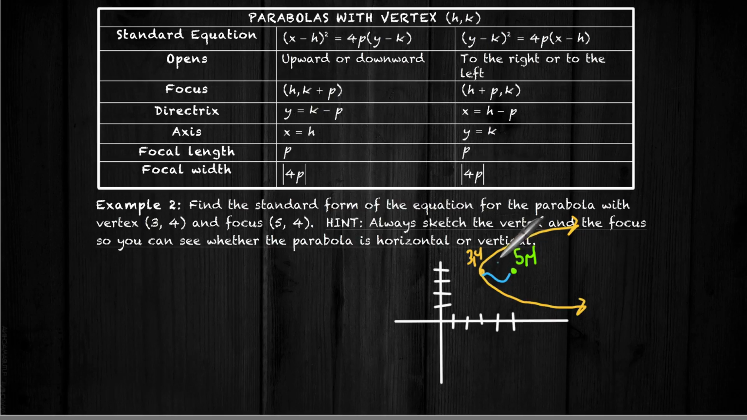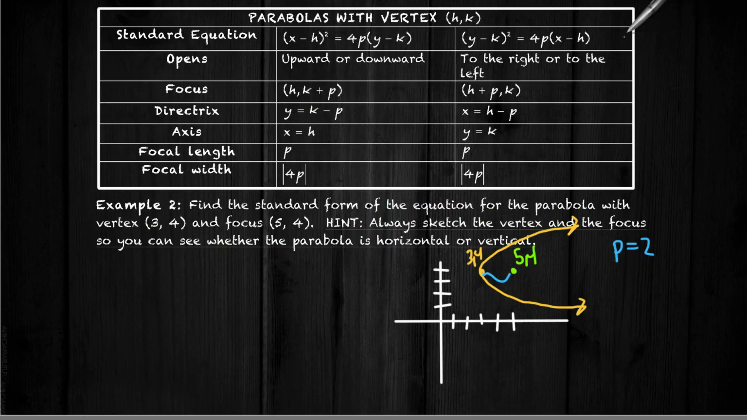Well, that's a pretty simple question, pretty simple answer. p is 2. That is the distance from the vertex to the focus, and that is what the letter p stands for. So we now can write our parabola.